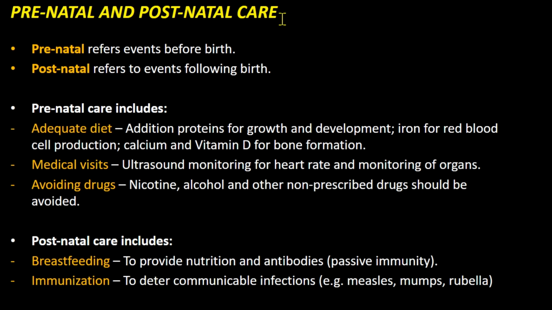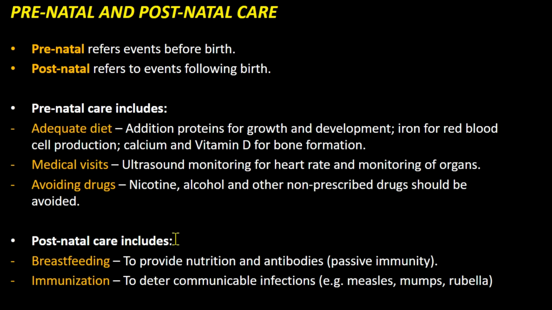Prenatal and postnatal care. Prenatal refers to events before birth, postnatal for after birth. Prenatal care includes adequate diet. This is for the mother. This includes the addition of proteins for growth and development, iron for red blood cell and hemoglobin production, calcium and vitamin D for bone formation. Frequent medical visits. So this includes ultrasound monitoring for the heart rate and monitoring of other organs as well to ensure that there are no tumors or no deformities. The avoidance of drugs. This includes nicotine, alcohol, and any non-prescribed drugs, which should be generally avoided because whatever is in the mother's bloodstream is likely to enter the fetus's bloodstream.